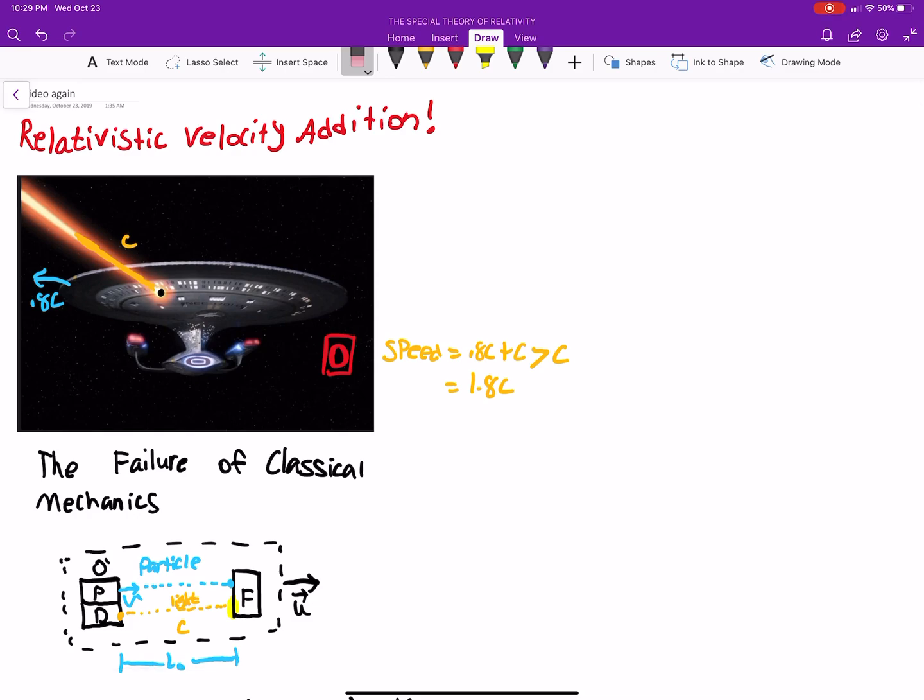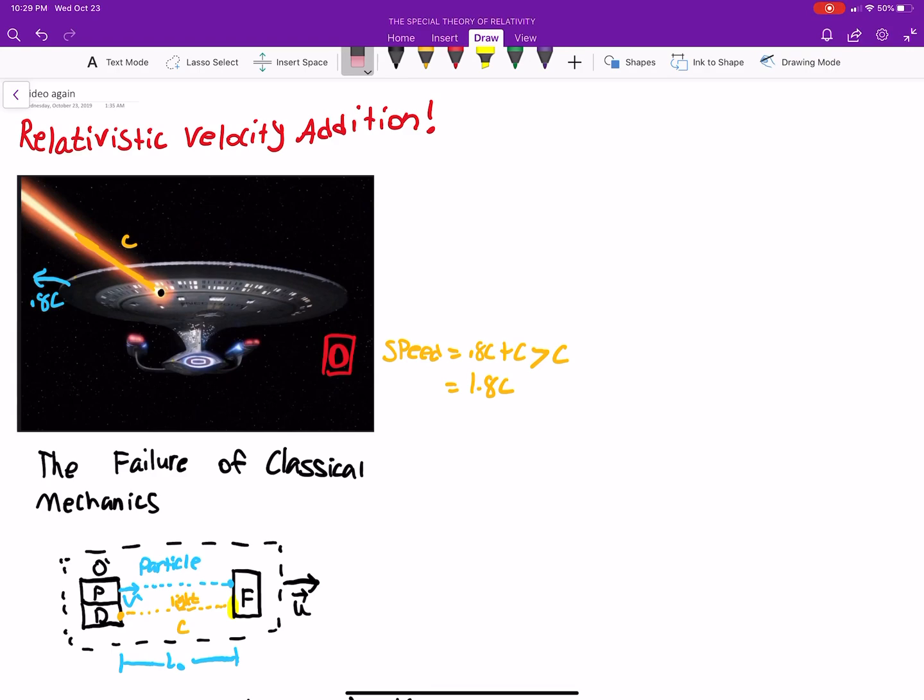Let's pretend we have a ship moving at a speed of 0.8 c that shoots a laser at speed c. Classical mechanics says that the speed of that laser, as measured by an observer O, would be 1.8 c. That's not what we observed. It's not what Einstein says. So this is a failure of classical mechanics, and we need a new way to add velocity vectors.